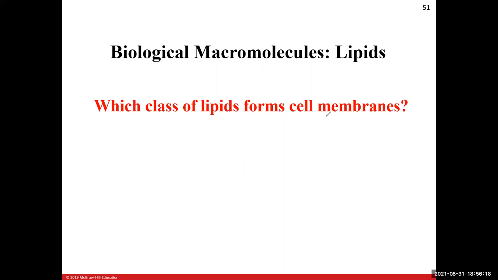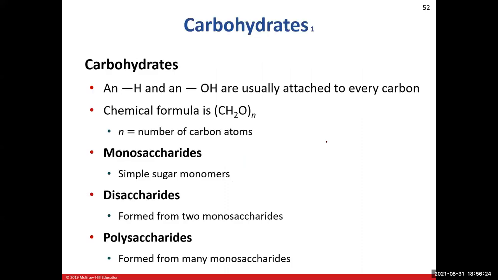So done with the lipids. Let's get into the next class here, which are our carbohydrates, the sugars. So when we are talking about carbohydrates, remember those three elements that I told you about? We're revisiting them right now: hydrogen, carbon, and oxygen.